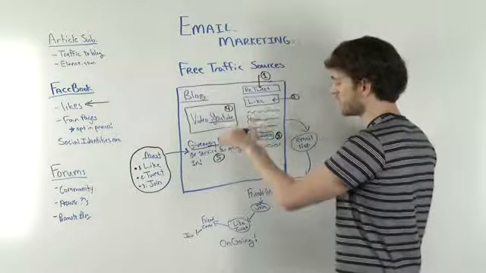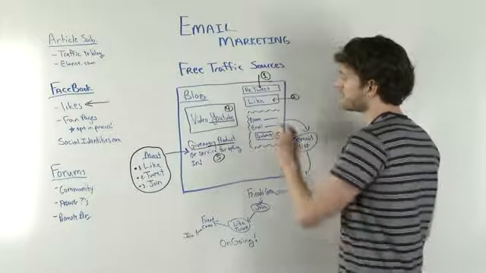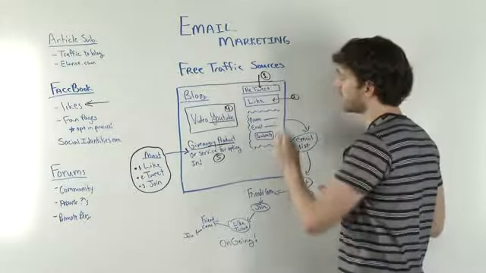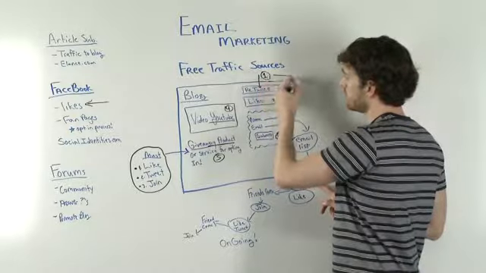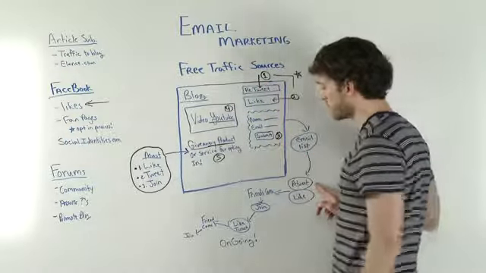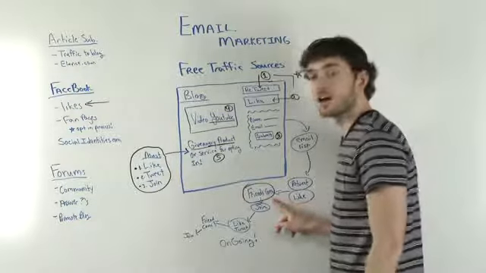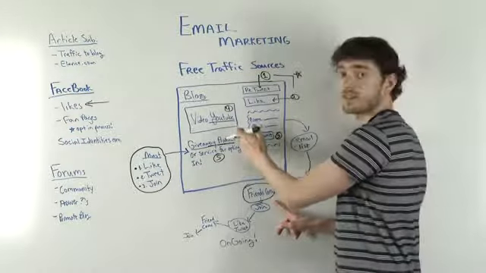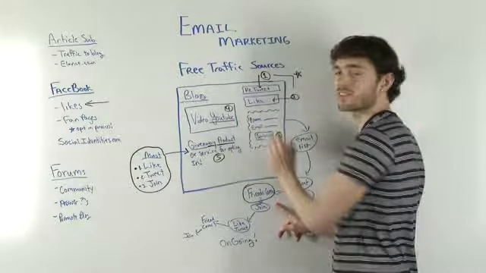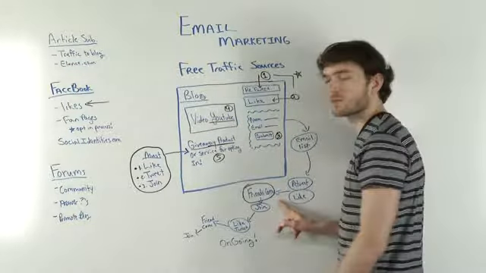Someone comes here, they join your email list, and they click the retweet and the like button. Okay, so they do both of these. When they do that, guess what happens? Their friends come to your website because they've just posted this on Twitter and on Facebook. So now their friends come to your website.